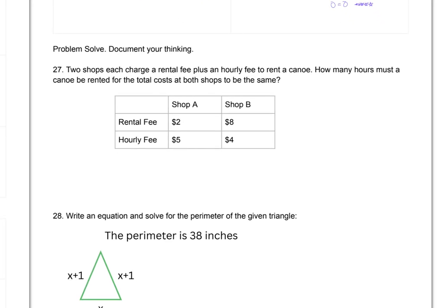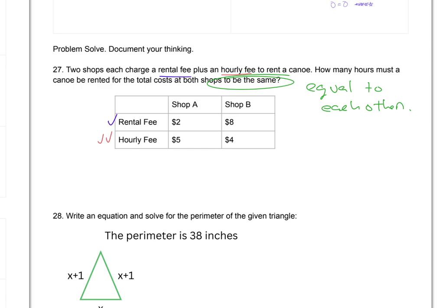Problem solving, document your thinking. Two shops each charge a rental fee plus an hourly fee, so rental, hourly, to rent a canoe. How many hours must a canoe be rented for the total cost at both shops to be the same? To be the same is not really code, it's English for equal to each other.